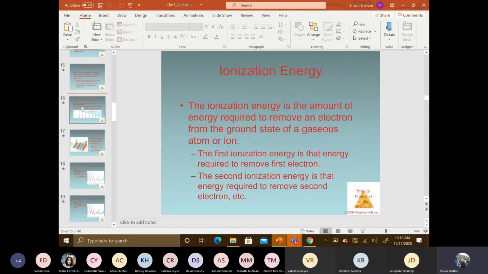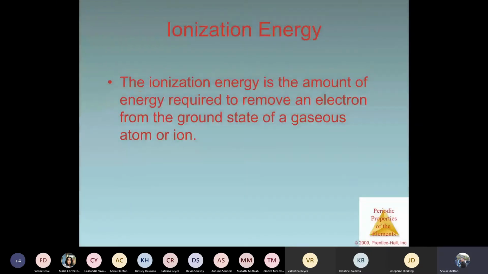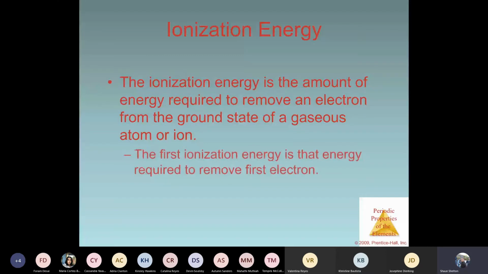All right, so last time we stopped with ionization energy, so I'm going to go ahead and pull this back up. If you need to write this down, go ahead and jot this down. And I'll give you a minute to do that if you need to.